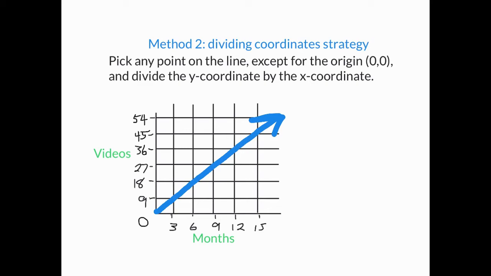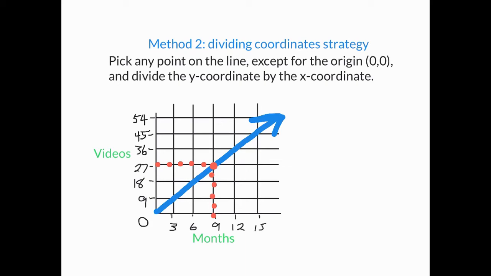I'm just going to pick a point now that's on the line. I'll pick this point right over here. And now all I have to do is divide the y-coordinate. So let me go this way and find the y-coordinate. That is 27. I have to divide that by the x-coordinate. So let me go down this way and find the x-coordinate.